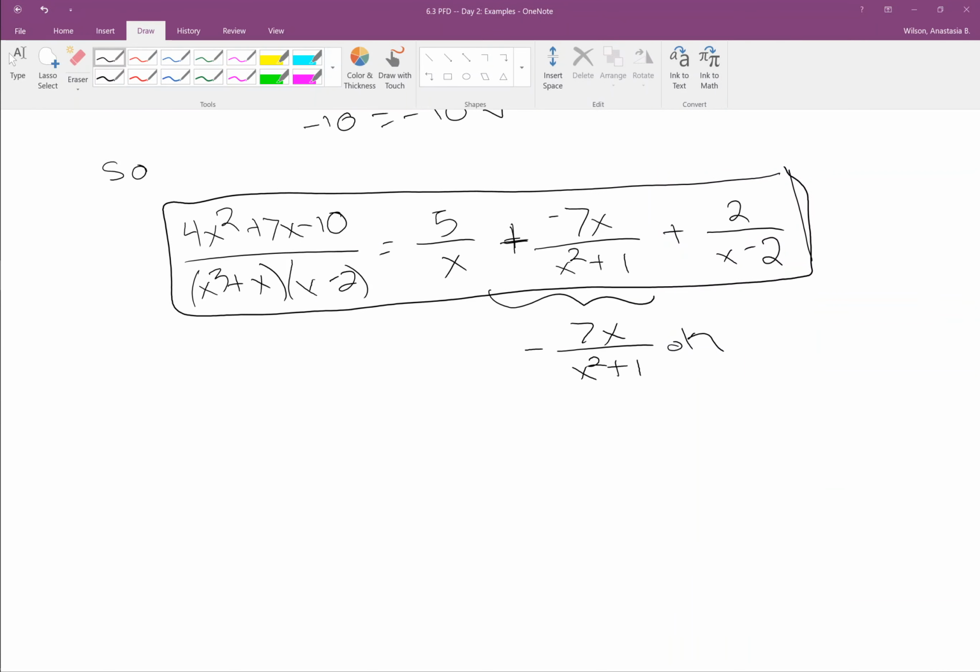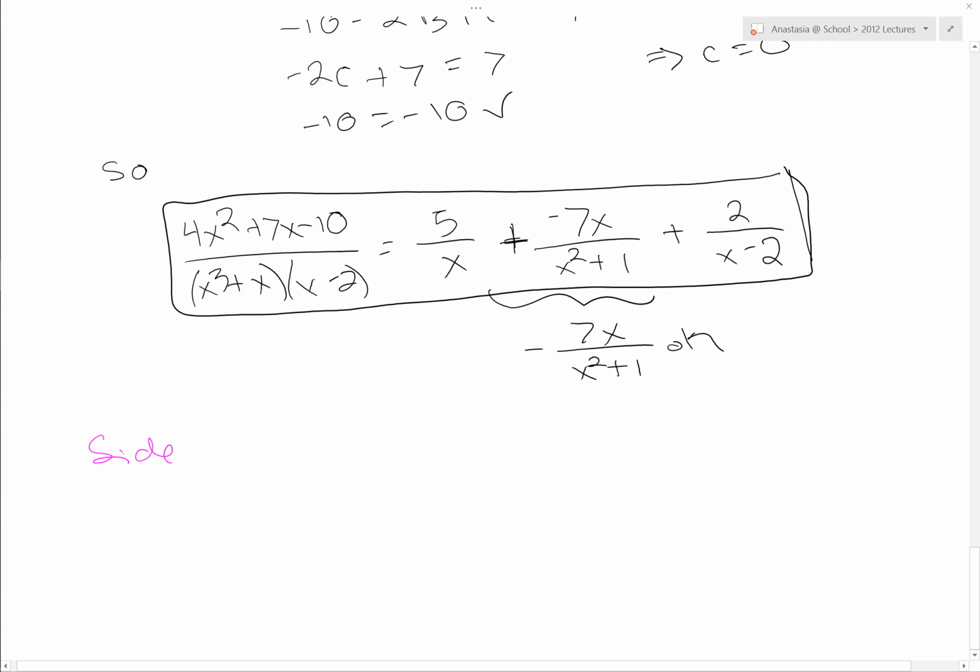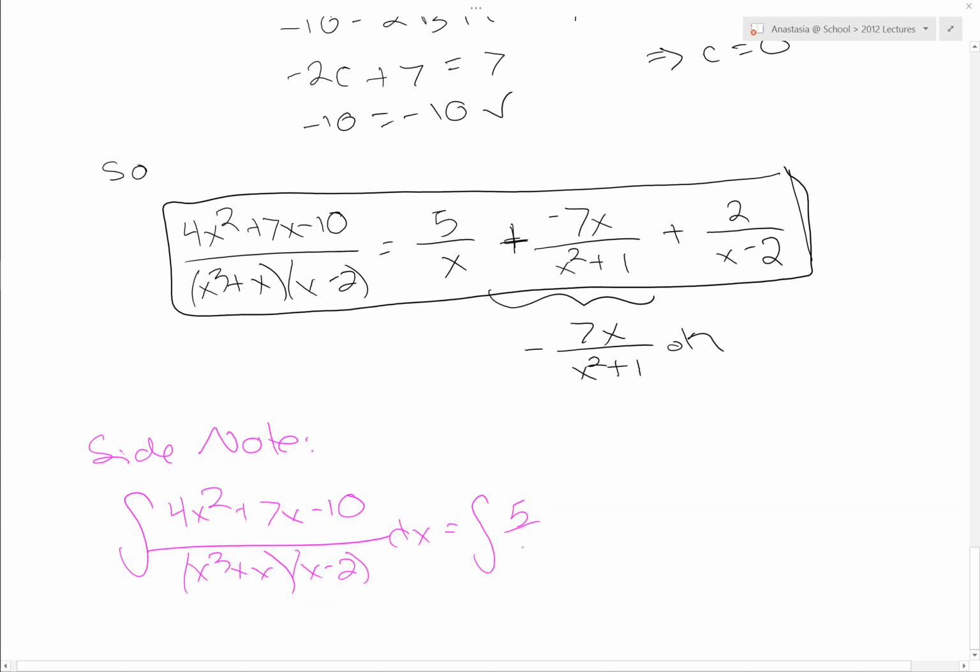Now, just as a side note, if we were asked to integrate 4x squared plus 7x minus 10 over x cubed plus x times x minus 2 dx, this would be equal to the integral of 5 over x dx minus the integral of 7x over x squared plus 1 dx plus the integral of 2 over x minus 2 dx. Our first term would be a 5 natural log absolute value of x, minus our second term, we would have to do a u substitution there.